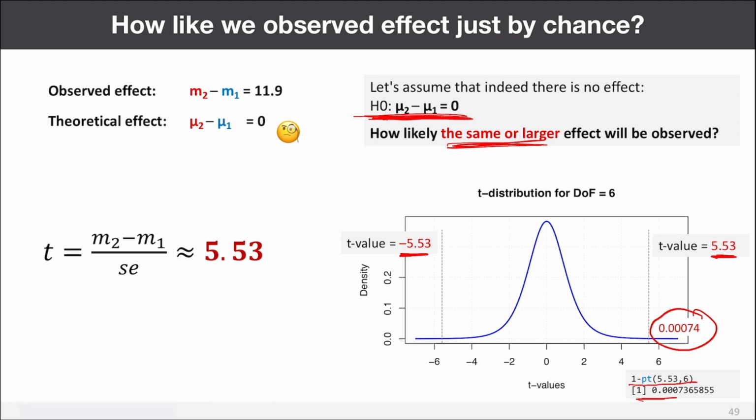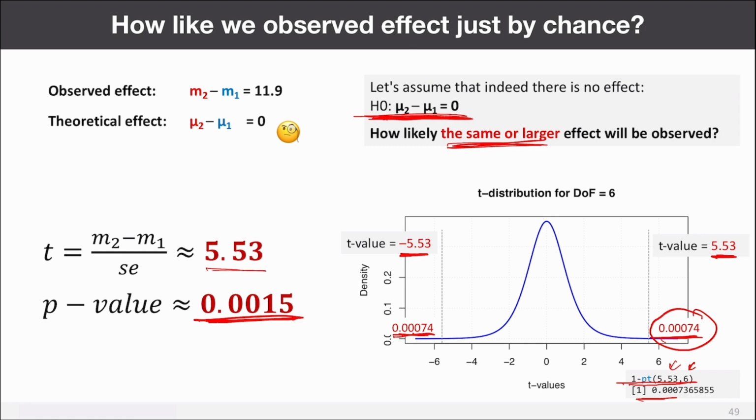It's the CDF function for the t-distribution. This is a t-score, this is degrees of freedom, and 1 minus because it's a right tail in this case. It's 0.00074. This area, in this case, it's the same, 0.00074. And if I take a sum of these two areas, I will get my p-value. So this is the chance to observe t-score 5.5 or bigger if we repeat our experiment again, and if the expected effect is 0. It's a very small chance.